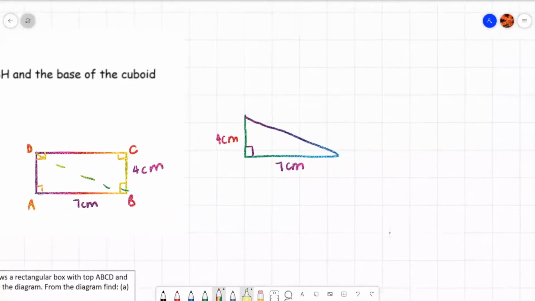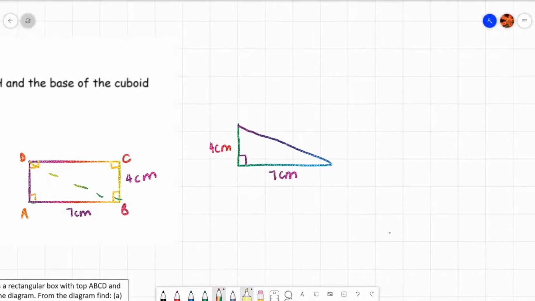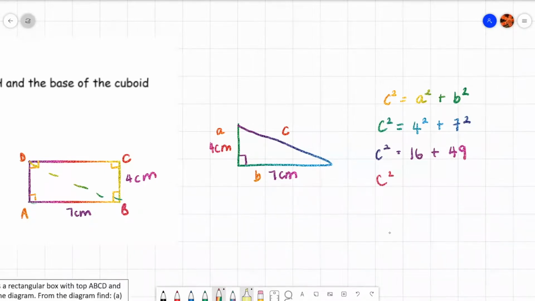Now we can use Pythagoras on this because we've got a right angle triangle and we want to work out the hypotenuse, which is C. It doesn't matter which way around A and B are. So I've got C squared equals A squared plus B squared. C squared is what we want, so leave that as it is. Then 4 squared plus 7 squared. C squared equals 4 squared, which is 16, plus 49. I need to add 16 and 49 up to get 65.